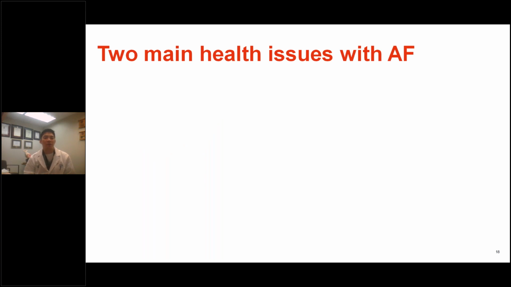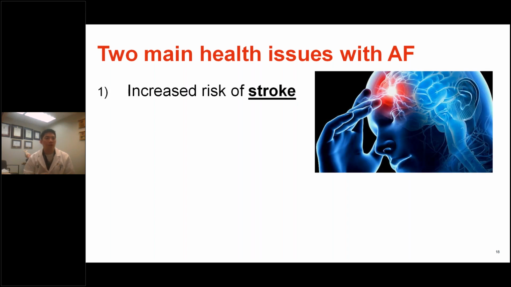When the diagnosis of atrial fibrillation is made, your doctor likely will tell you there are two main health issues related to atrial fibrillation. The first and most important is that there is an increased risk of having a stroke. This is not a risk during the episode of atrial fibrillation. This is simply an associated risk in any patient who has had atrial fibrillation. I'll talk a little more about what a stroke is and why this is related to atrial fibrillation.